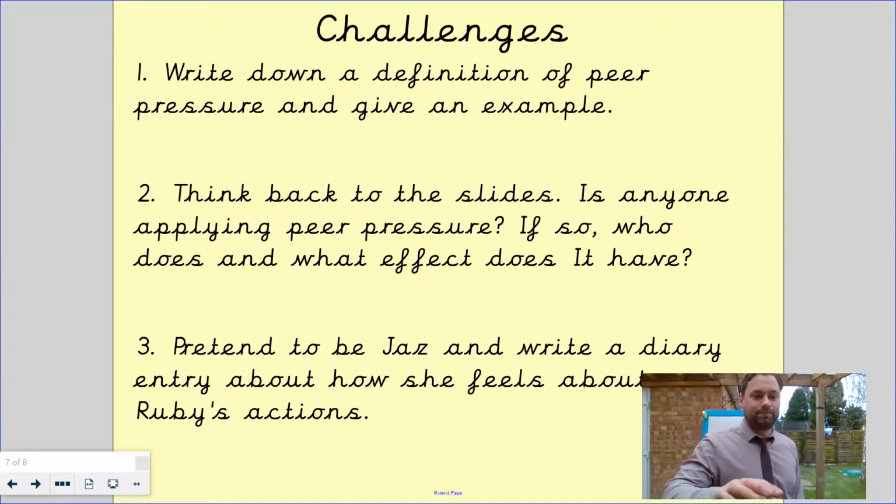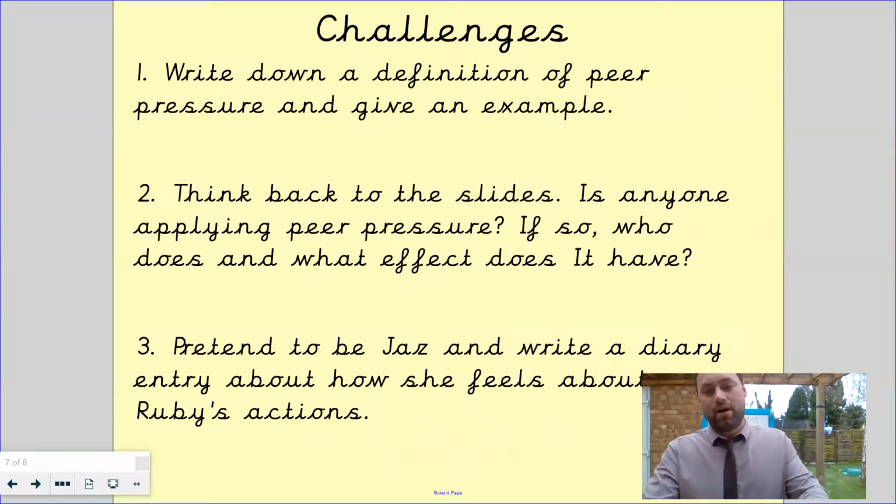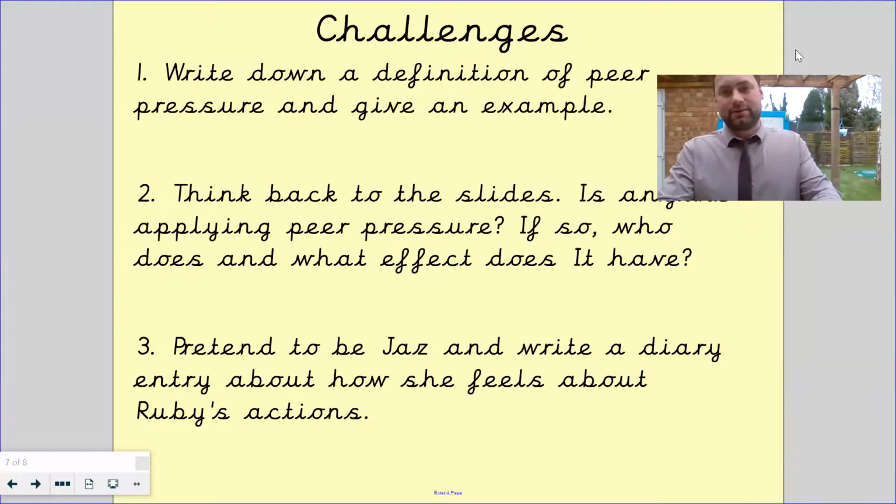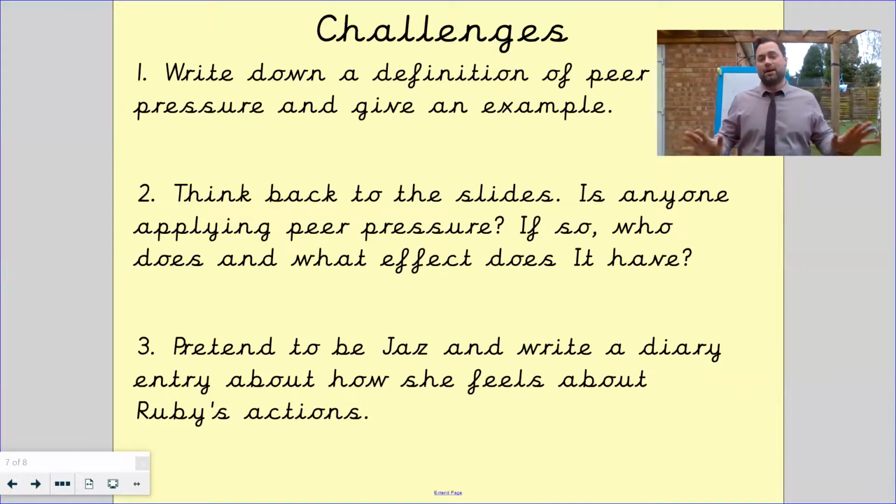And then number 3: imagine you're Jazz, pretend you're Jazz, and write a diary entry about how she feels about Ruby's actions. So how has Ruby made Jazz feel over this incident? Now, before I finish, I did say that there are 2 types of peer pressure. We have negative and we have positive.